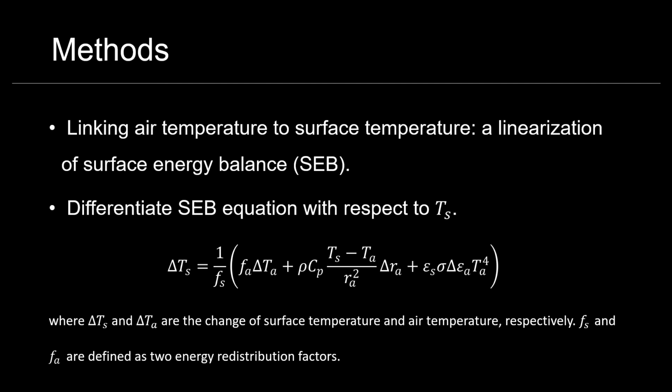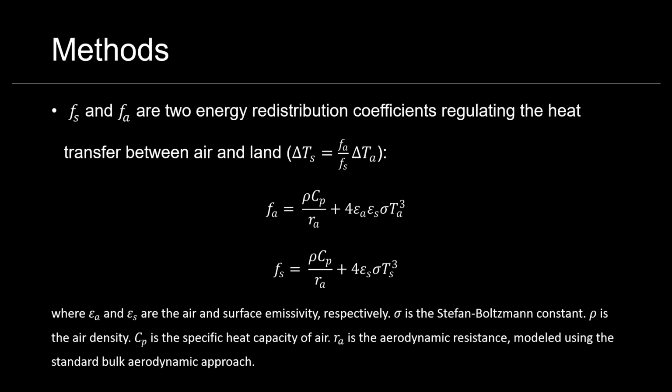Two important parameters are the Fs and the Fa. We temporarily define them as energy redistribution factors. Fs and Fa are actually regulating the heat transfer process between air and land, as we notice that there is a linear relationship between delta Ts and delta Ta in our previous solution of delta Ts. This coefficient is just Fa over Fs. Fa and Fs can be calculated according to the two expressions here.